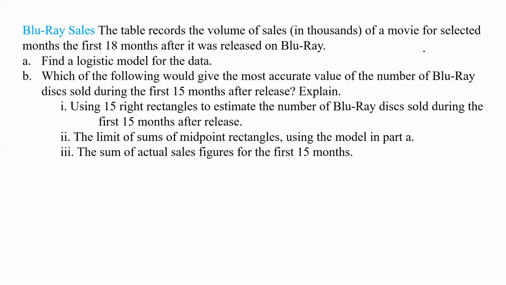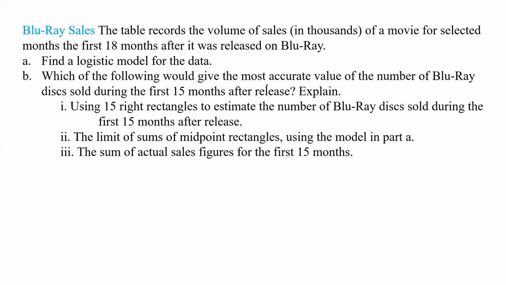All right, so for the last problem in this section, we're going to look at the Blu-ray sales. The table on the next page records the volume of sales, in thousands, of a movie for selected months, the first 18 months after it was released on Blu-ray. We're supposed to find a logistic model for the data. Then after that, we're supposed to answer the following question.